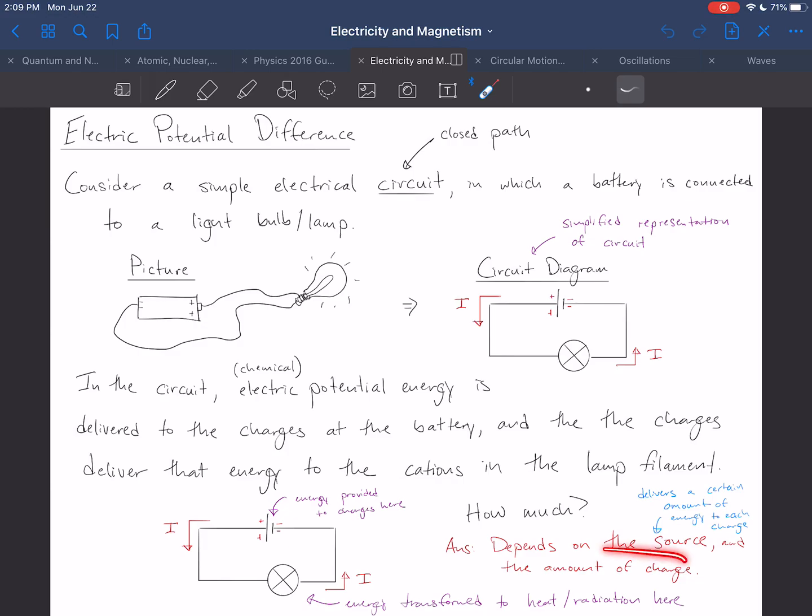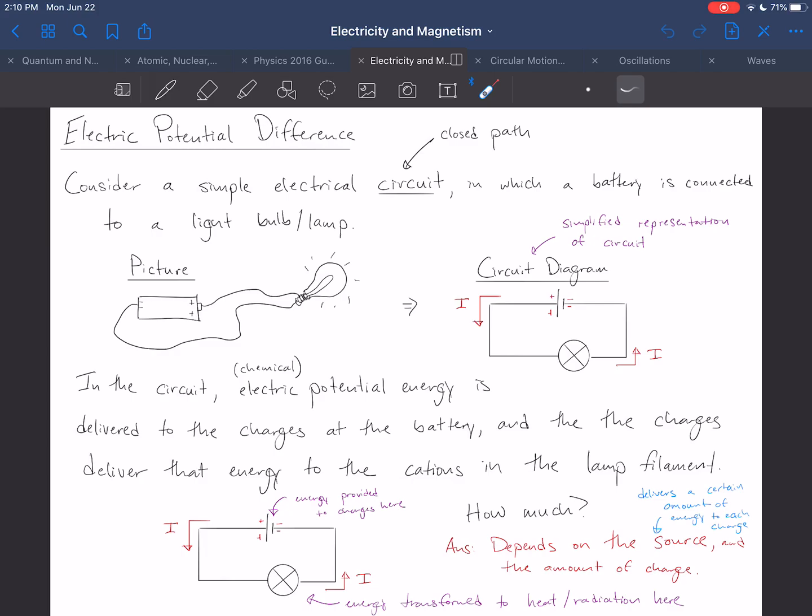And then how much charge carries that energy will affect the total amount of energy delivered to the light bulb. In particular, if you want more charge, you have to wait longer. So it's sort of a rate idea. The battery gives a certain amount of energy to every coulomb of charge as it leaves the battery. And then it will continue to do so as time goes on.